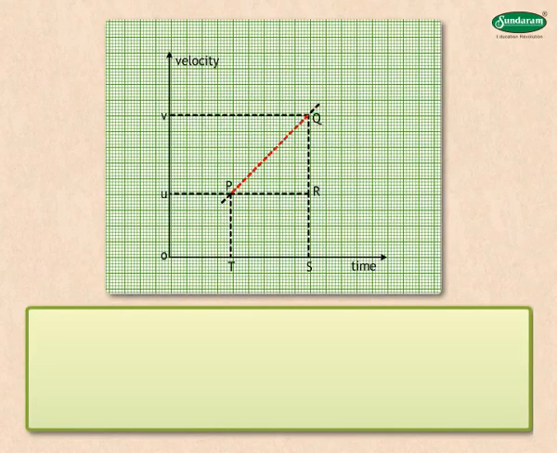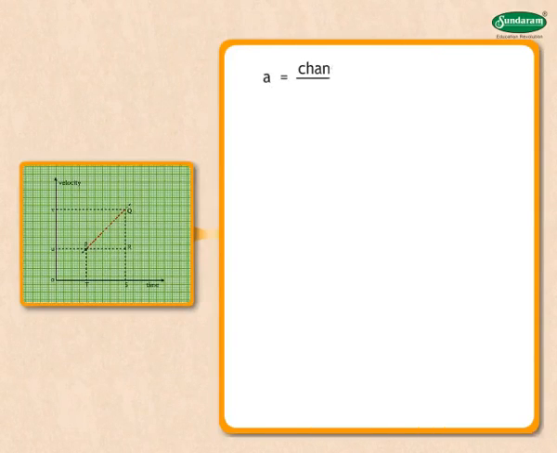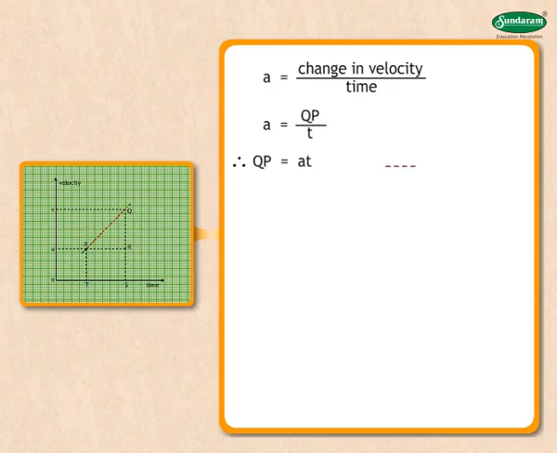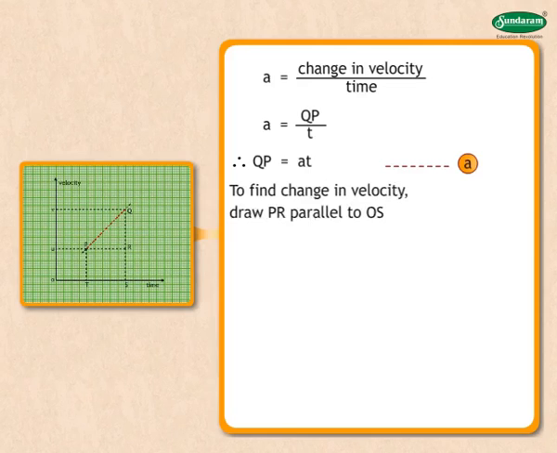The change in velocity is at uniform rate. a is equal to change in velocity divided by time. a is equal to QP divided by t. Therefore, QP is equal to a multiplied by t. To find change in velocity, draw line PR parallel to OS.